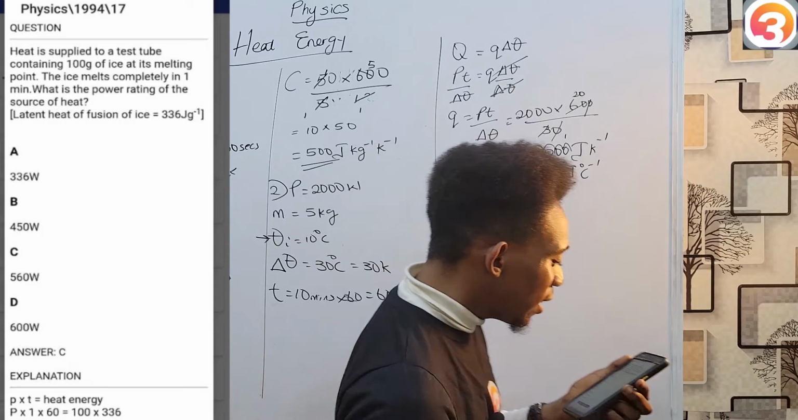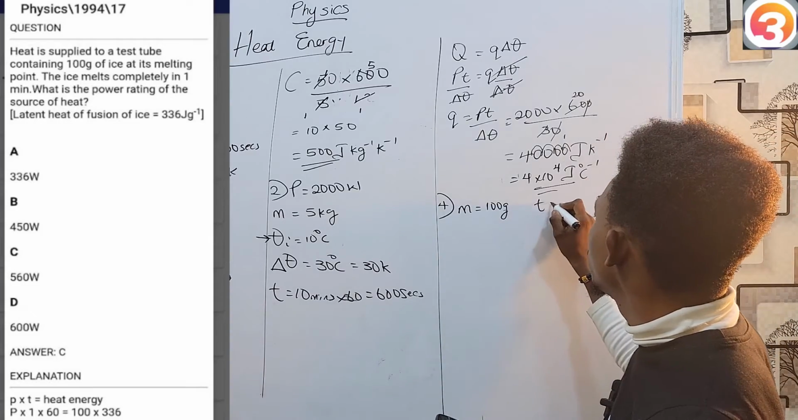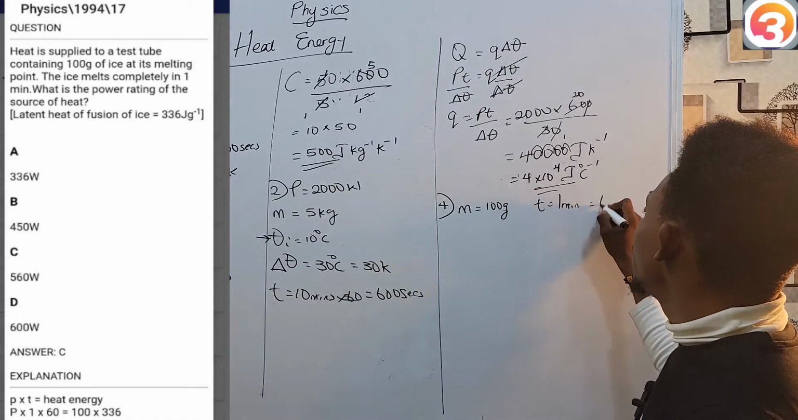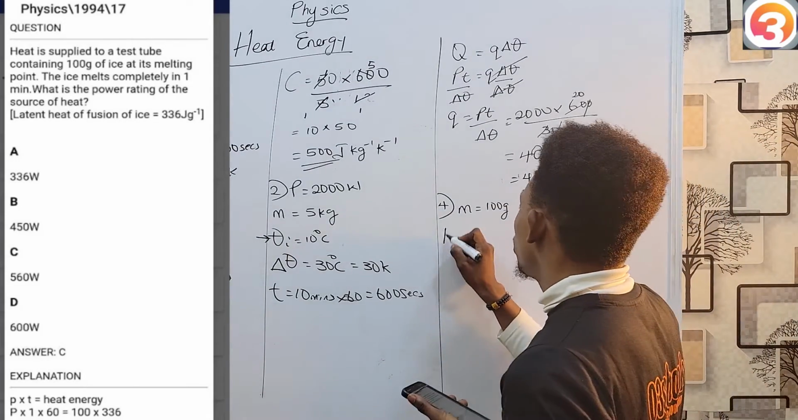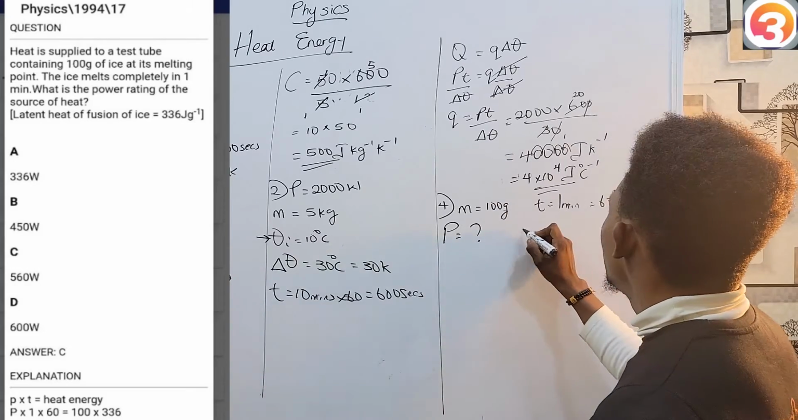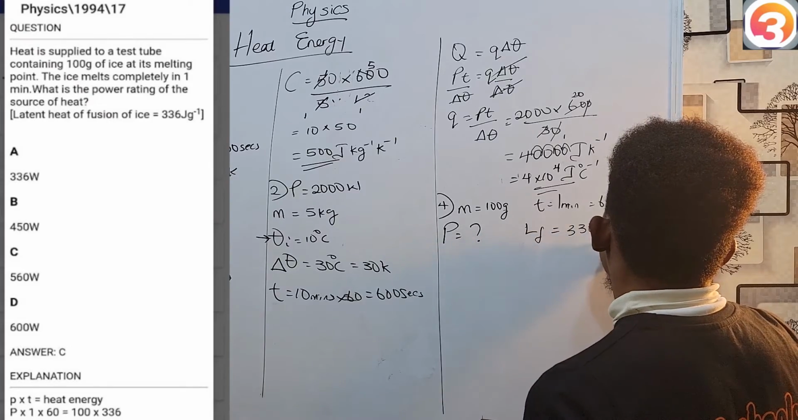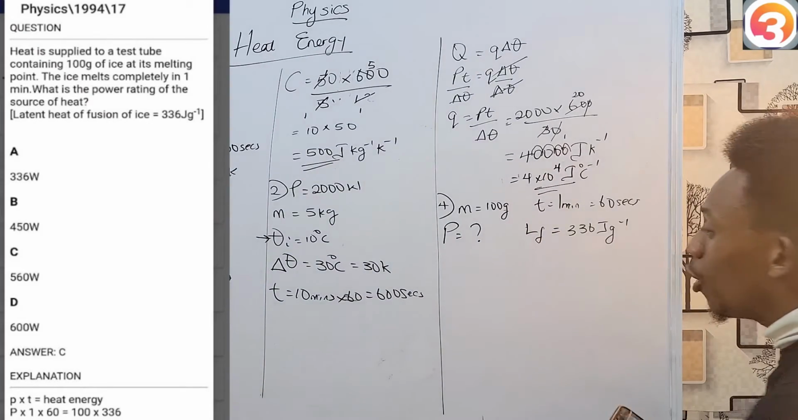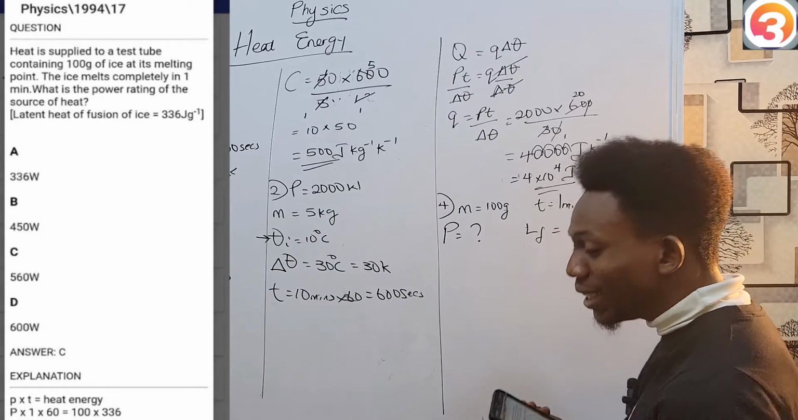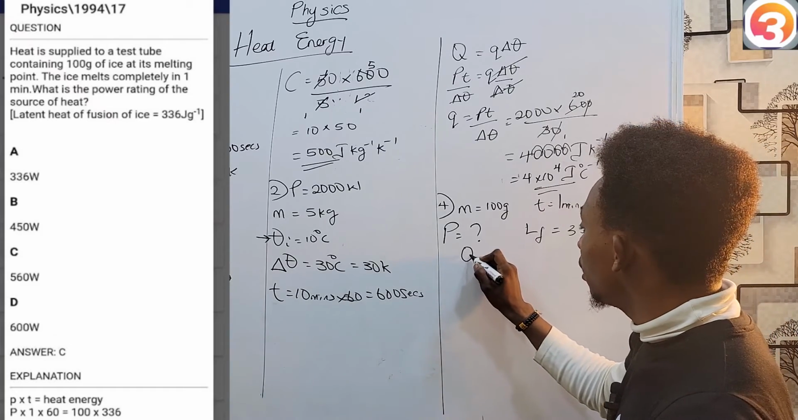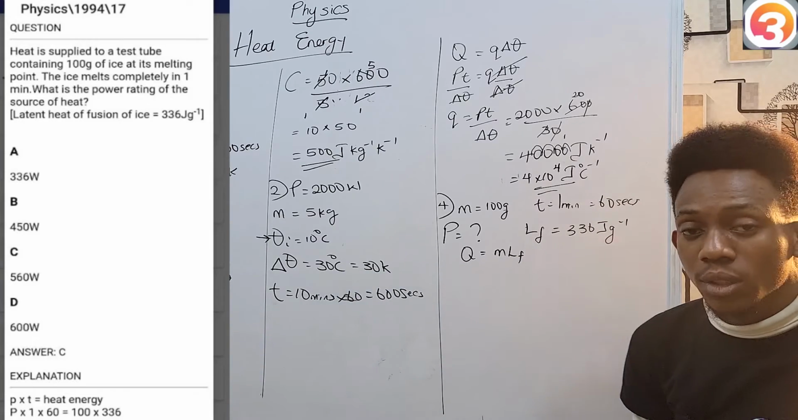Then it has this 100 grams of ice at its melting point, and this ice melts completely in 1 minute, which we know is 60 seconds. We are asked, what's the power rating of the source of heat? I want to know the power, and the latent heat of fusion of ice is 336 joule per gram. Now, in this case, rather than having a change in temperature, we are having a change of state. The ice is melting, which indicates automatically that my heat energy is being used to melt, MLF.